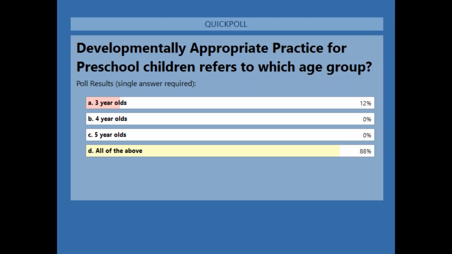Yes, the majority said all of the above. That is correct. Well, 3 years old, yes, it falls into that. 4 years old, it does fall into that. 5 years old, yes. But the correct answer is all of them, right? All 3, 4, and 5-year-olds fall into that preschool age group. Excellent. Everyone, good job.